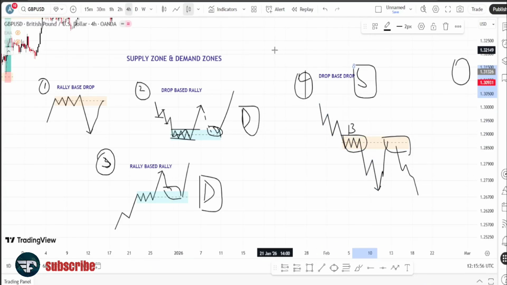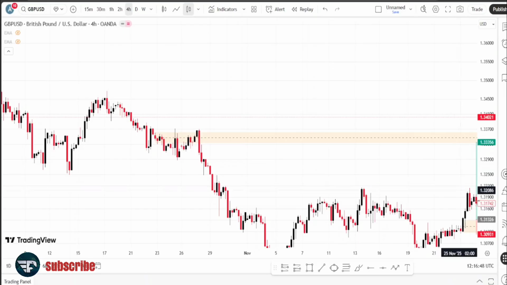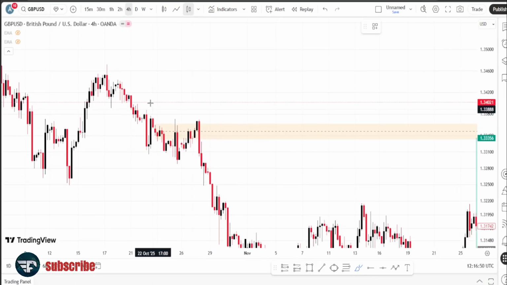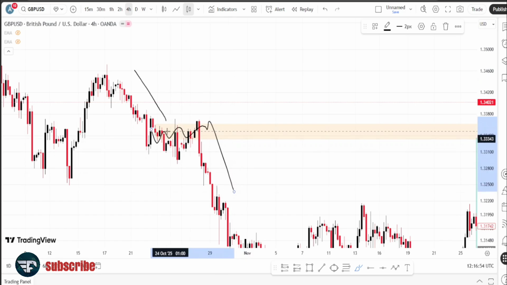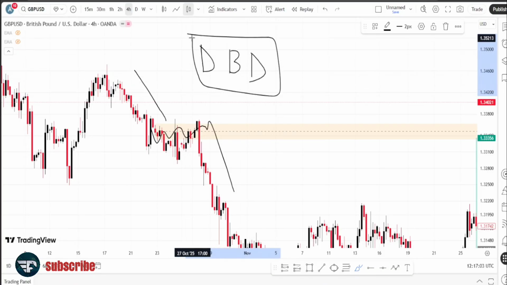Now let's go to the live example. Let's apply this principle there. Let's try and identify them on a chart, that is the supply zones and also the demand zones. What happened here? We saw price drop to the downside. There was a base here before the drop. So this one becomes a drop, base, drop. So it's an example of what? It's a supply zone. Why?